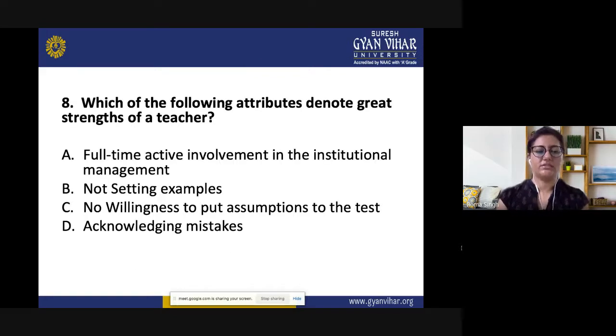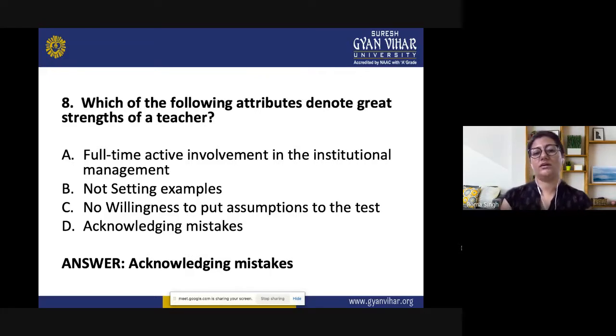Question number 8 is, which of the following attributes denote great strength of a teacher? Full-time active involvement in the institutional management, not setting examples, no willingness to put assumptions to the test, or acknowledging mistakes. So out of this, if we ponder upon very carefully, the correct answer is acknowledging mistakes, because it is a thing which is done by human beings, and it can be done by the teachers also. But by acknowledging it and by improving it, that yes, we need to improve in that mistake, this will become a great strength for the teacher.